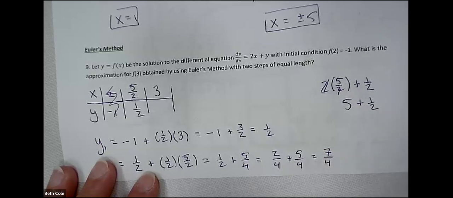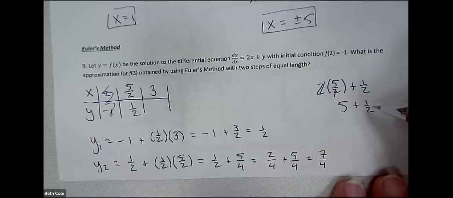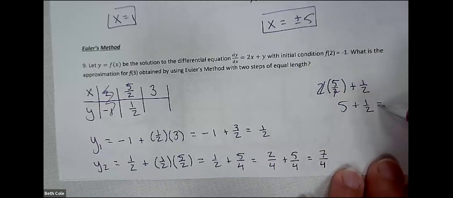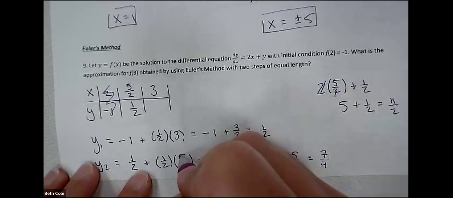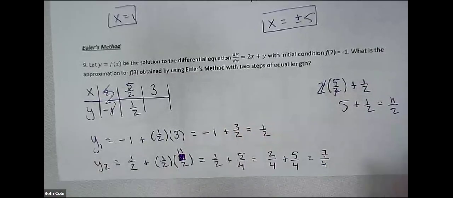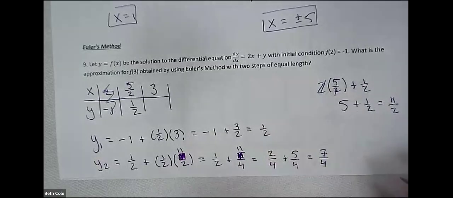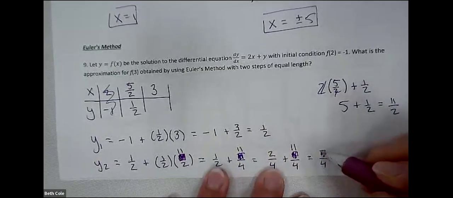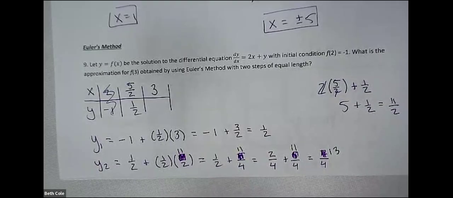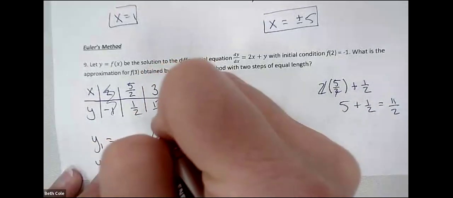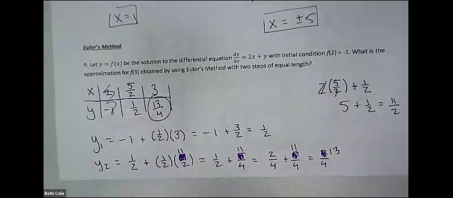Oh, 5 and a half is not 5 halves. I'm not awake this morning. I'm so sorry. And I didn't bring my white out. This would be 11 halves. Jeez Louise. Should restart this video, but I don't have time. All right, so this would be 11/4 plus 2/4, so 13/4. I am so sorry. I can add, I promise. All right, 13/4 is our answer.